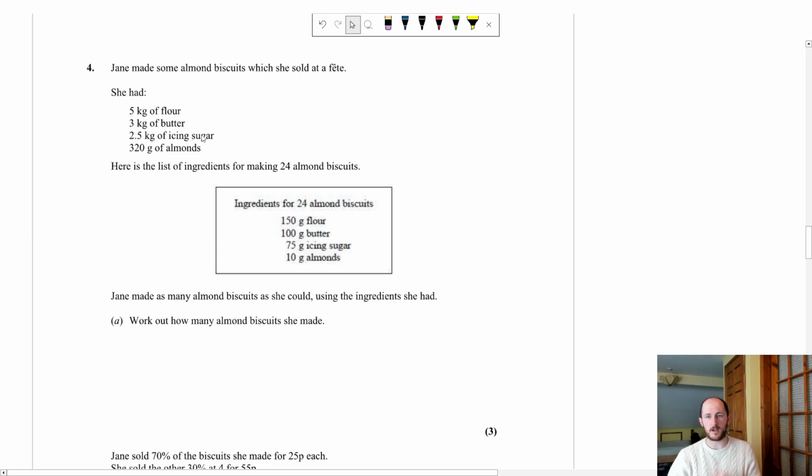So the way I would do it is I would work out how many batches each ingredient would let me make. Then we're going to pick the smallest number. The reason I picked the smallest is because if we don't have enough flour, then we can't make extra biscuits, or if we don't have enough almonds or whatever.